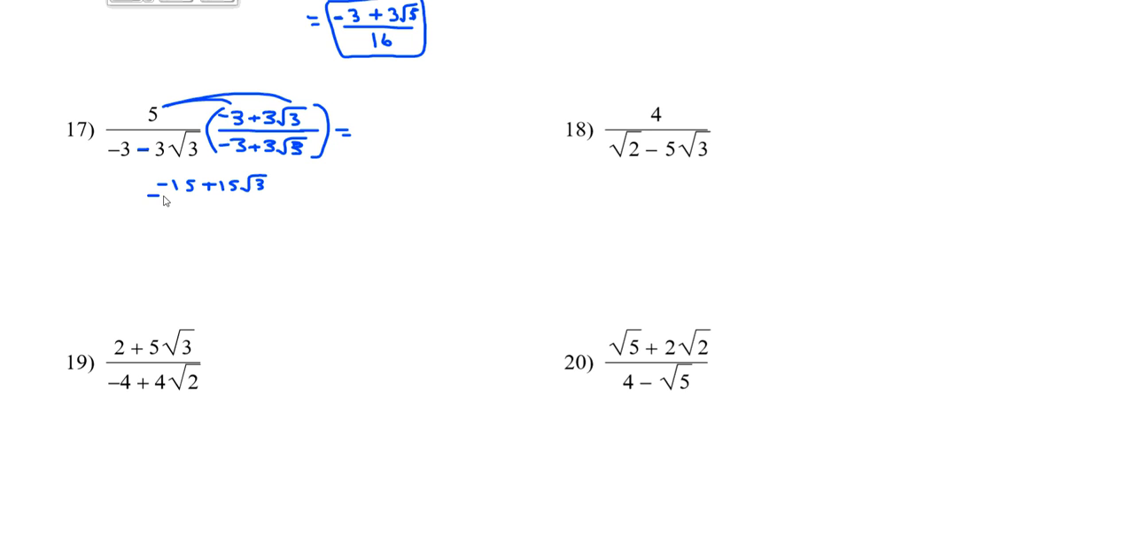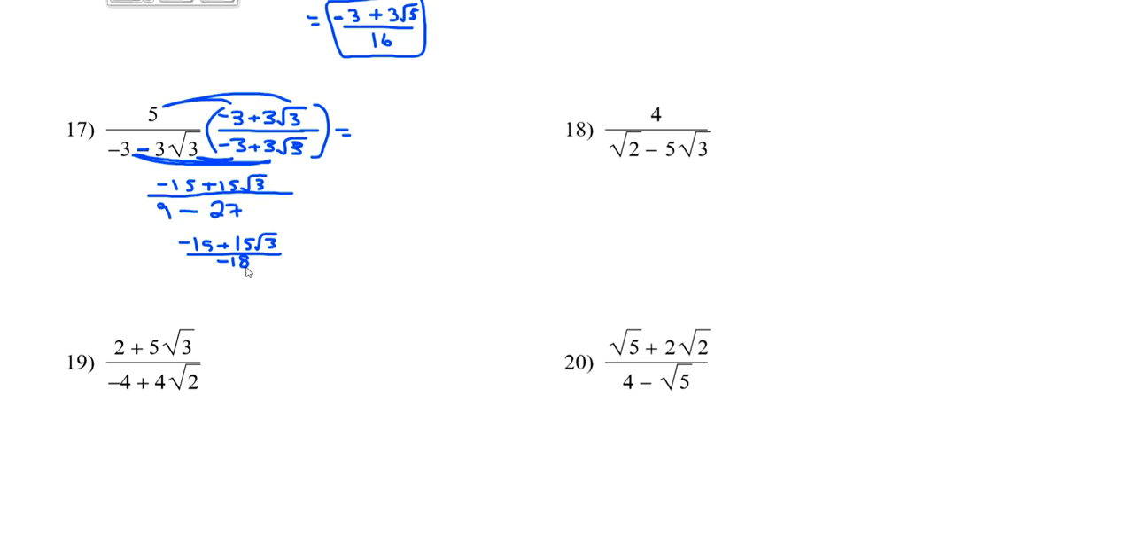So negative 3 times negative 3 is a positive 9. The outside and inside will cancel, and the last two will give me a negative 3 times 3 is 9. Root 3 times root 3 is 3. So this is 9 times 3, or 27. So this one becomes negative 15 plus 15 root 3 over 9 minus 27 is negative 18.